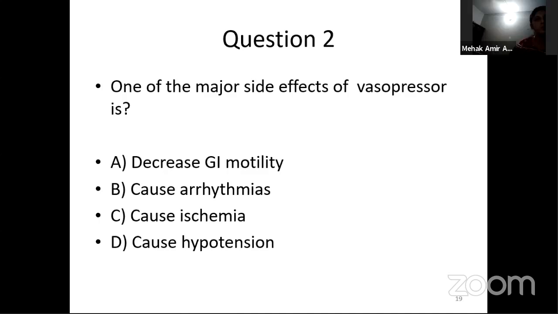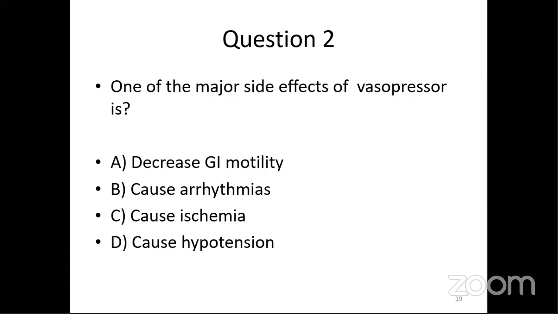So vasopressors can make an MI worse. It causes arrhythmias. As we have discussed, the major side effect of vasopressors is that they cause arrhythmias. So the major side effect is arrhythmias.